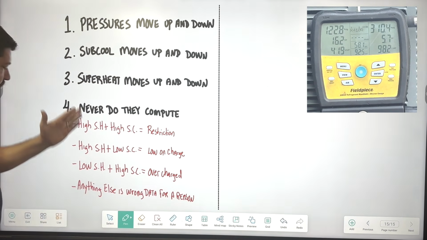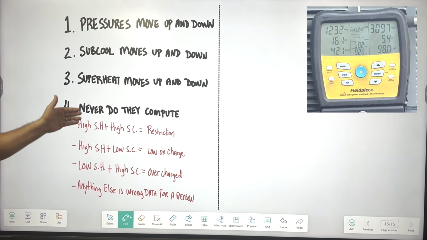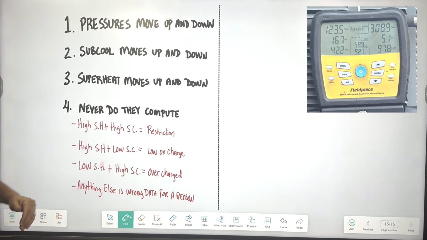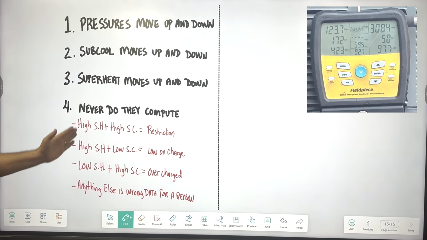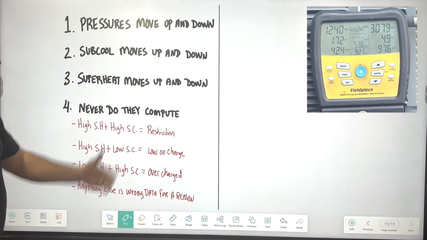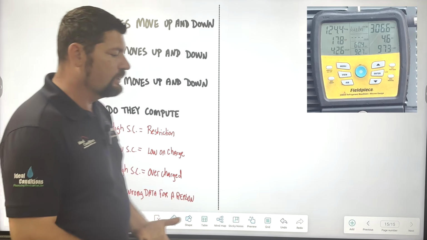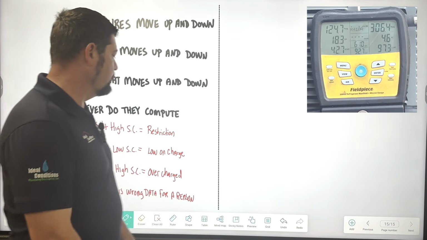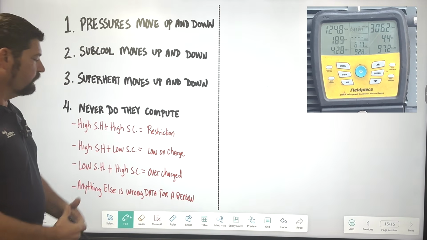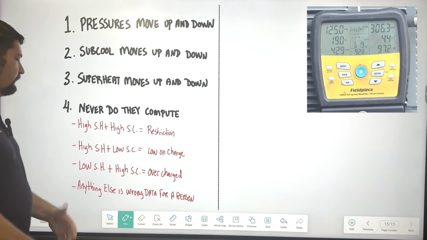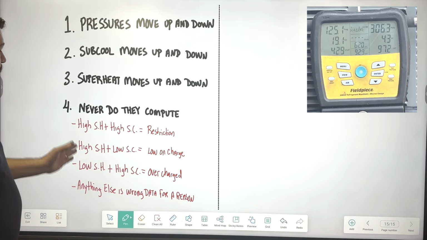And just at a quick glance here, what we're looking at for them to compute properly, that would be if we had a high superheat and a high subcool. We know that's a restriction. Either your dryer's restricted, you've got a kink somewhere in the liquid line, or you have the wrong size metering device or a bad metering device. That's as simple as that.